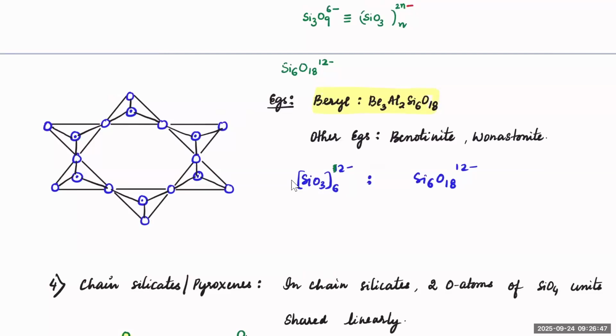Now, first what you do, make six silicons. One, two, three, four, five, six, just like benzene. And between those bonds, keep one oxygen. Done. Insert one oxygen. That is also done. And thereafter, you start sharing the ends. One, two, three, four, five, six. And thereafter, you can put one oxygen on the top. Done. That's how you make up the structure.